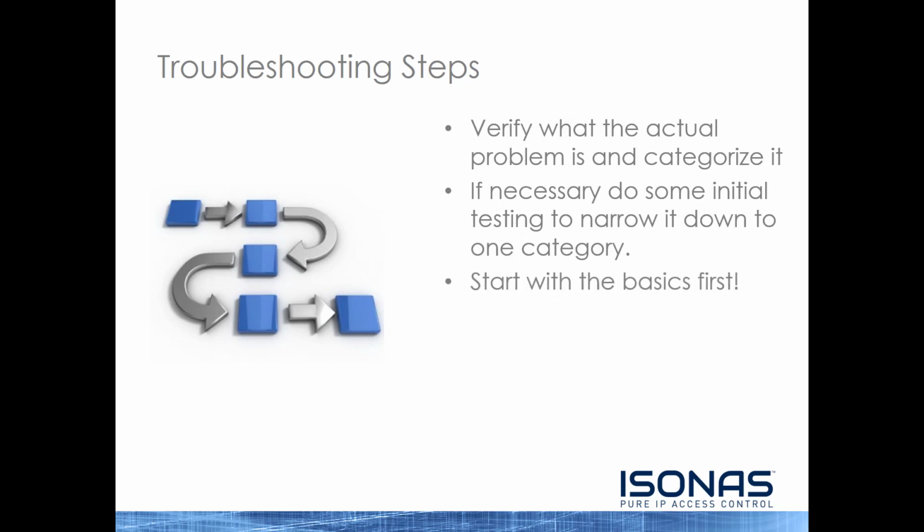Start with the basics first. Don't start with the hardest possible scenarios and work your way down. Sometimes it's just the most basic thing that can cause a problem in the system. For example, a person says their card doesn't work at a particular door. Well, check to see if that user is actually in a user group that gives them permission to that door, or that they're in a user group at all. If the user is not in a user group, they probably don't have permissions to any doors, or maybe they just haven't run an update.